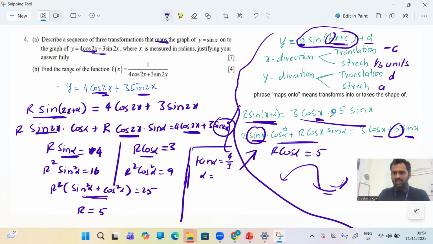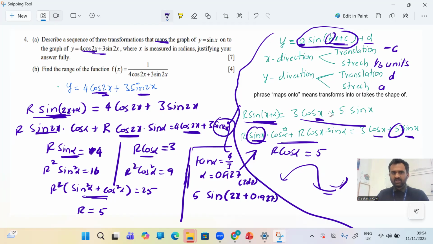So alpha, if you put it in the calculator, you would get tan inverse of 4 divided by 3 is 0.927. I round it to 3 decimal places, you would write up to 3 dp. Now you put R back in this formula. So you got R is 5. 5 times sine of 2x plus 0.927.